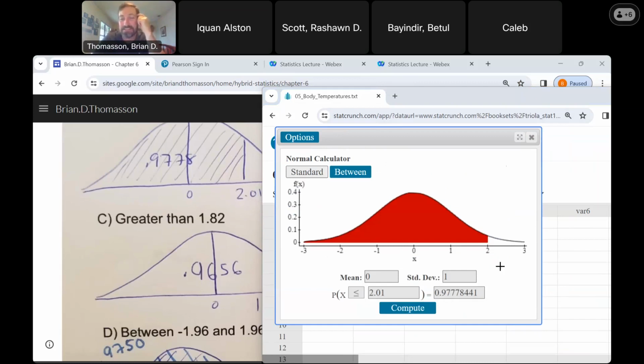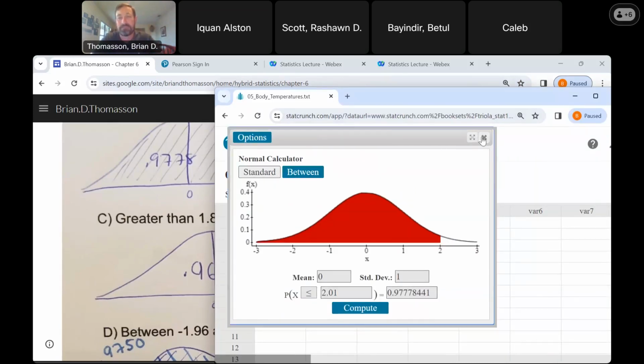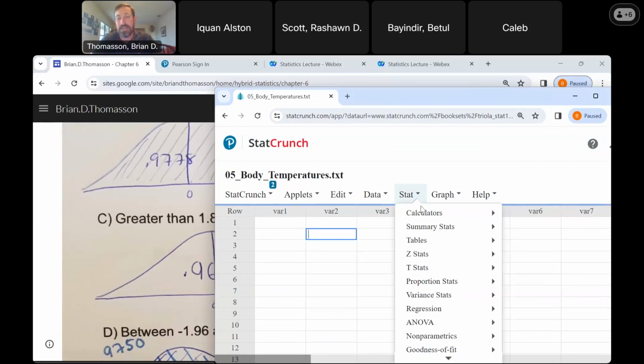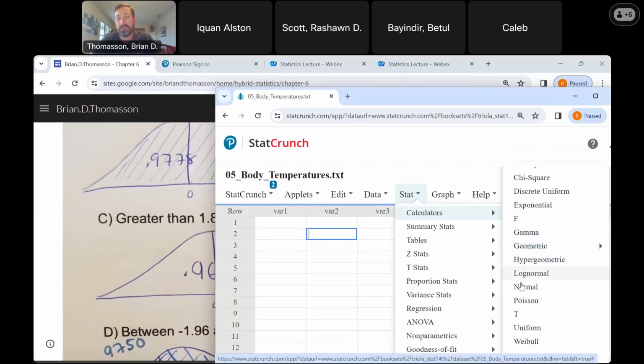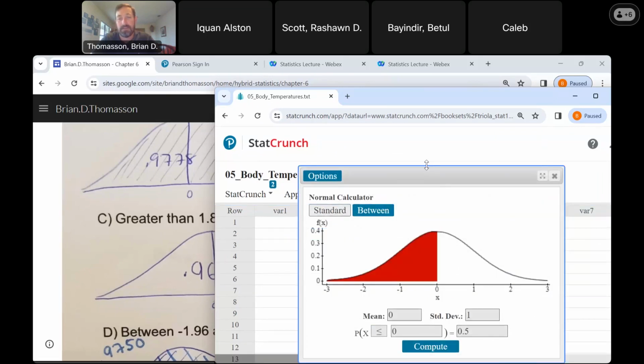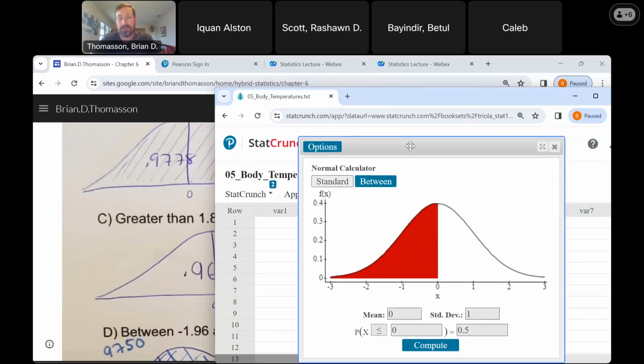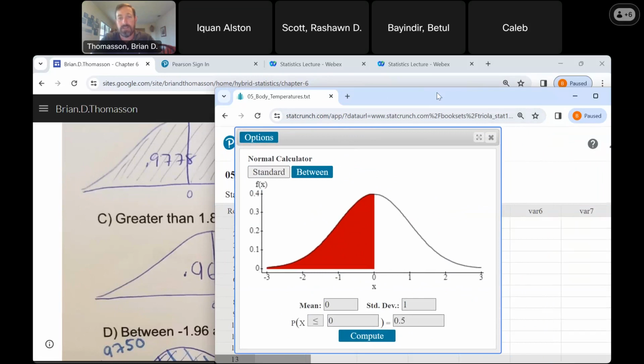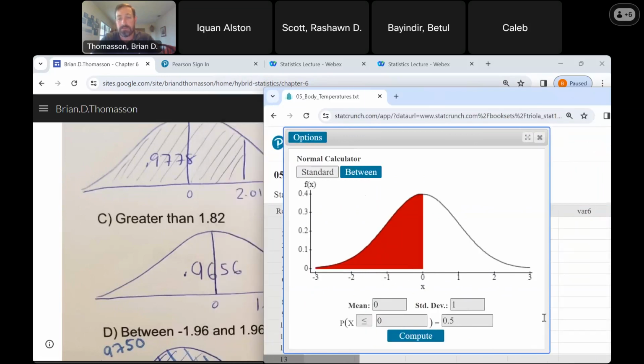Okay. So let me show you how to get on there just to make sure everybody's on board. So we go under Stat, Calculators, and Normal. All right. So let's see how this changes with this last one. Or this, not the last one.